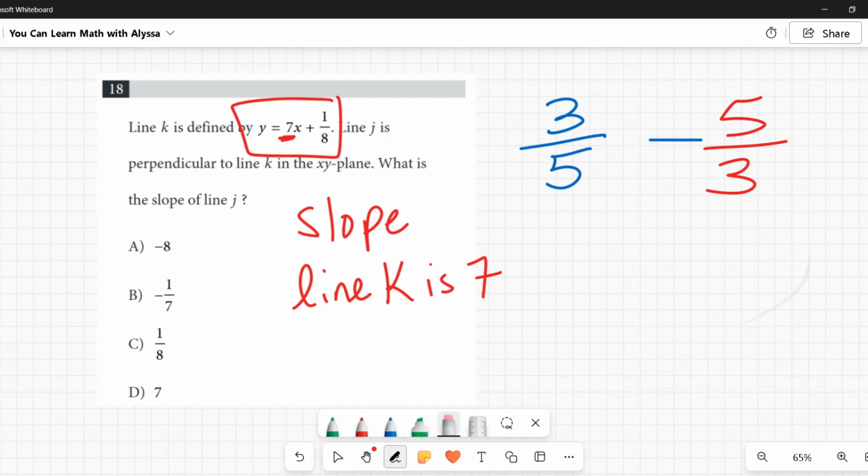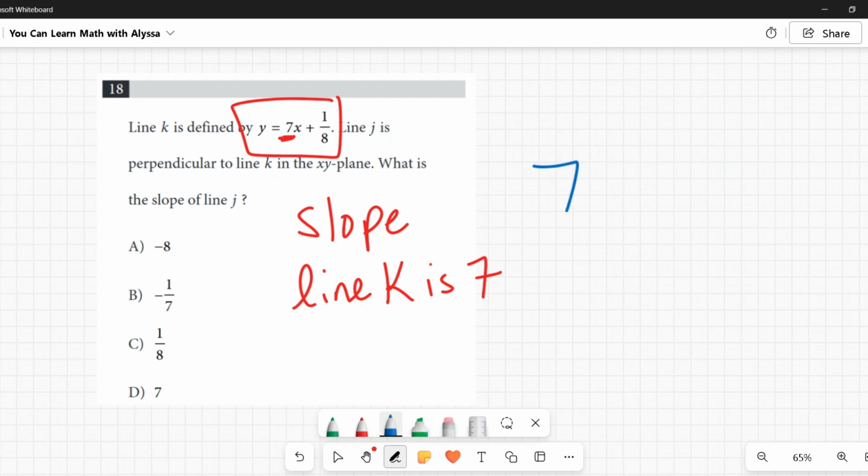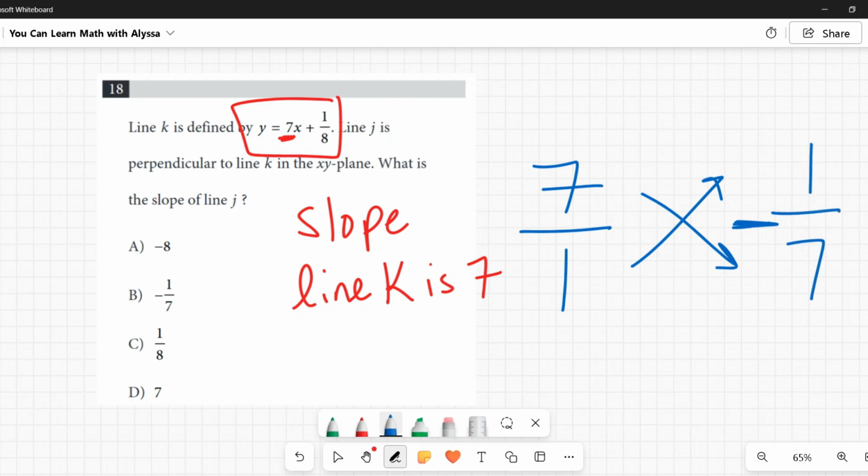So in this case, our original line has a slope of 7. 7 is the same as 7/1. So we need to flip that and change the sign. It started positive, so we're going to be negative. Flip it, it becomes 1/7, negative 1/7. And that is B. That is the slope of line J.